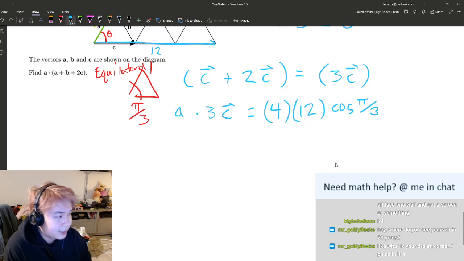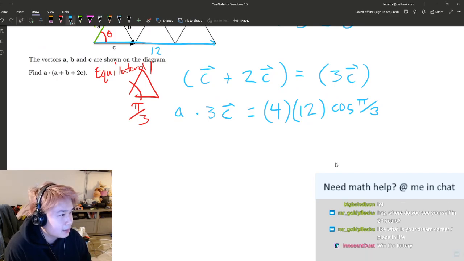Anyways, cosine pi over 3. We also know what this is because that's a special angle.